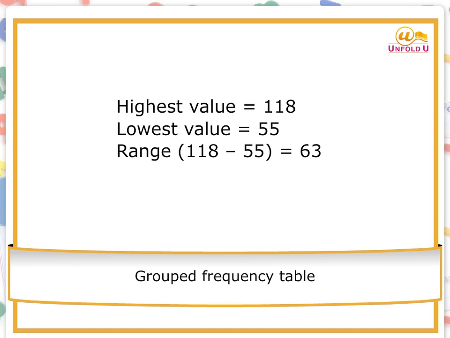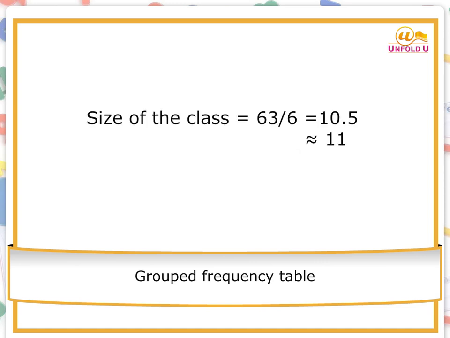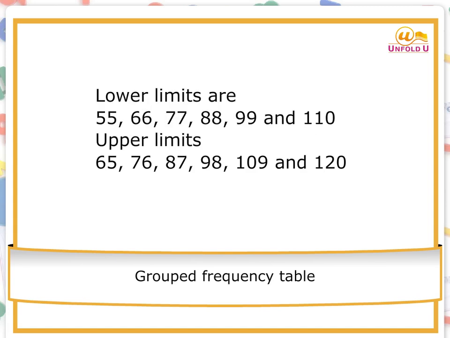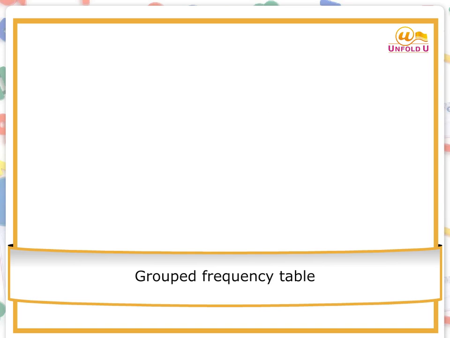We have to make 6 classes, thus the size of the class is 63 divided by 6, which equals 10.5. As the size of each class is 10.5, we take the rounded off value 11. So the lower limits of each class are 55, 66, 77, 88, 99 and 110. We get the upper limits of each class by adding 10 to the lower limits.